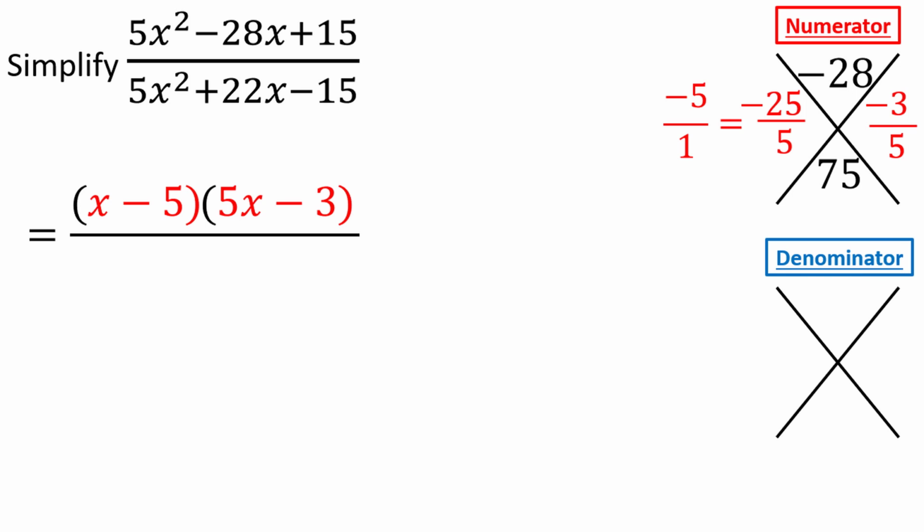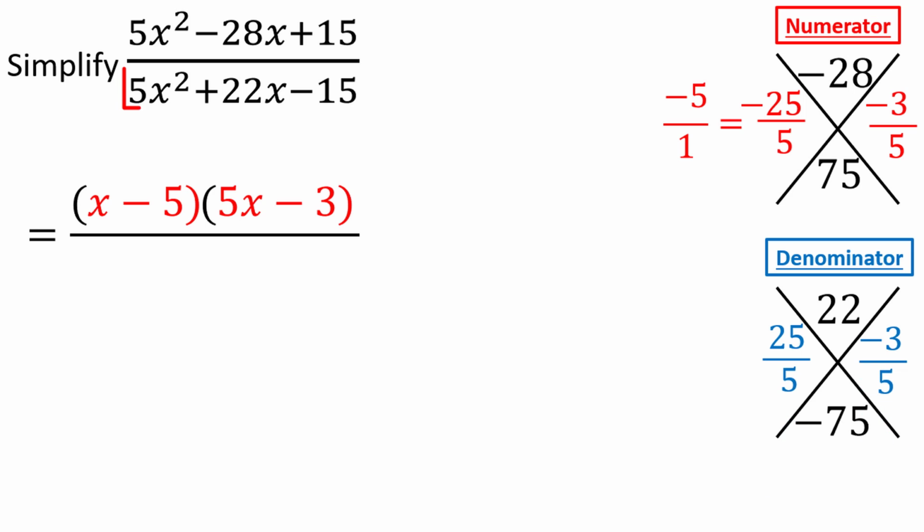For the denominator, we need two numbers that add to positive 22 and multiply, this time, to 5 times negative 15, which is negative 75. This time I need one positive and one negative number. Now it looks like it's going to be 25 and 3, just like last time, except the 25 needs to be positive and the 3 needs to be negative.